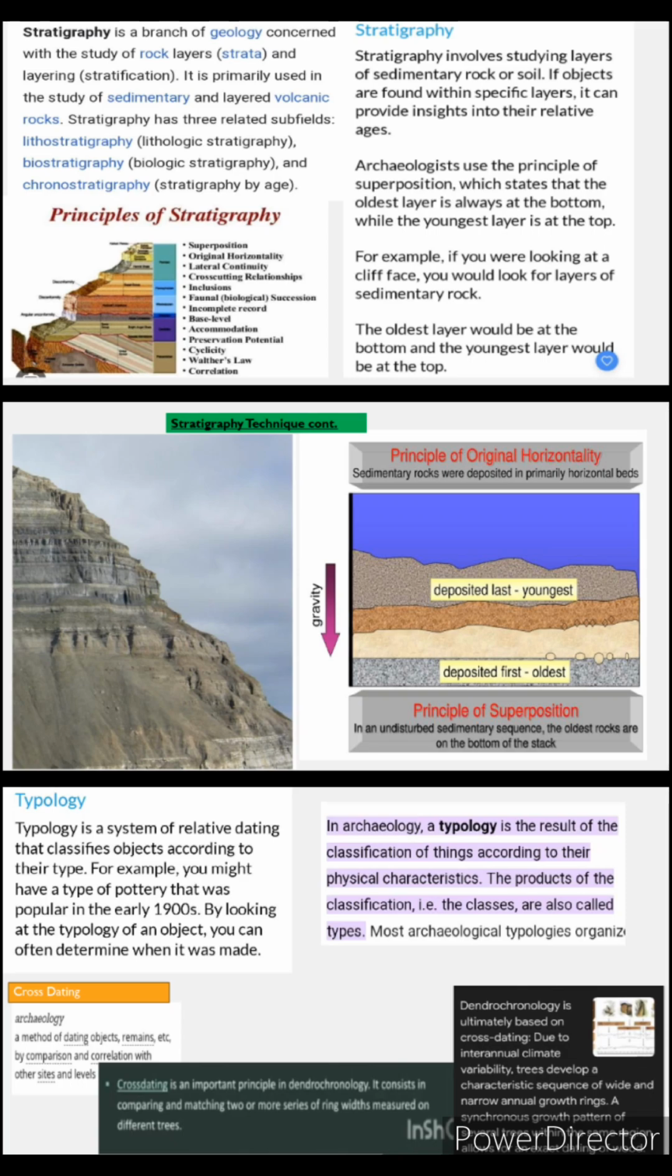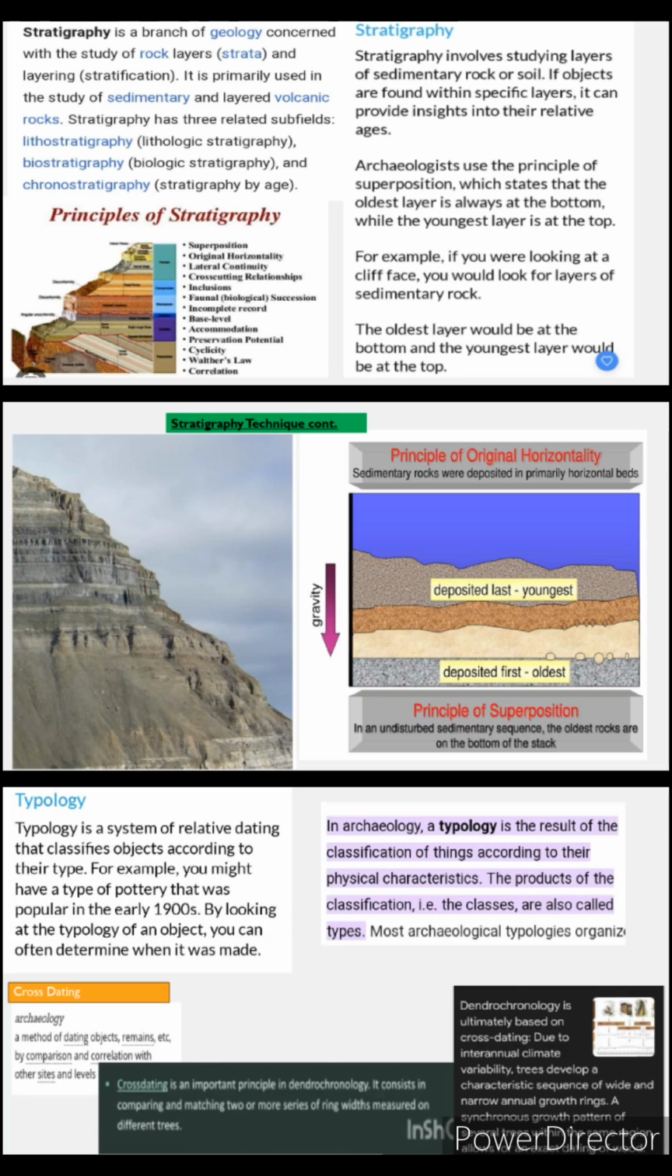It is primarily used in the study of sedimentary and layered volcanic rock. Stratigraphy has three related subfields: lithostratigraphy, biostratigraphy, and chronostratigraphy. So stratigraphy involves studying layers of sedimentary rocks or soils. If objects are found within a specific layer, it can provide insight into their relative age. So stratigraphy is a method or technique of relative dating.